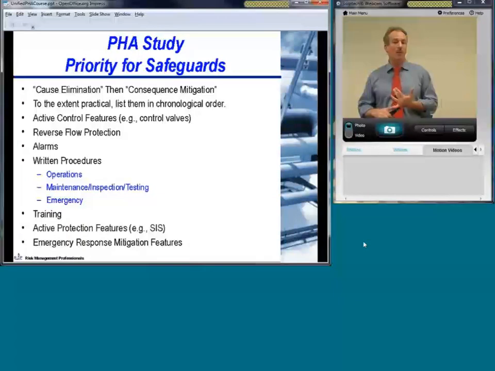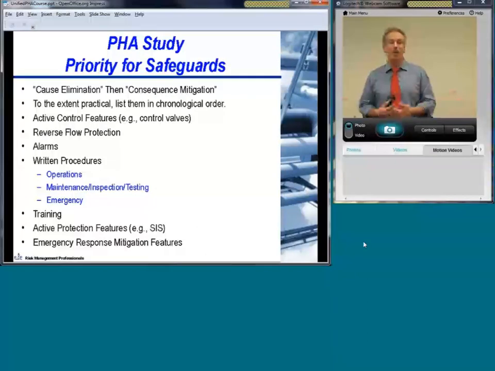Active control features, control valves that either control pressure, temperature, or level. These are things that initially can be your initial safeguard. Control features are fine to include as safeguards. It doesn't have to be just safety instrumented systems or just operator response to possibly exceeding safety limits via alarms. Active control features are fine safeguards. They're reliable. Why not include them?